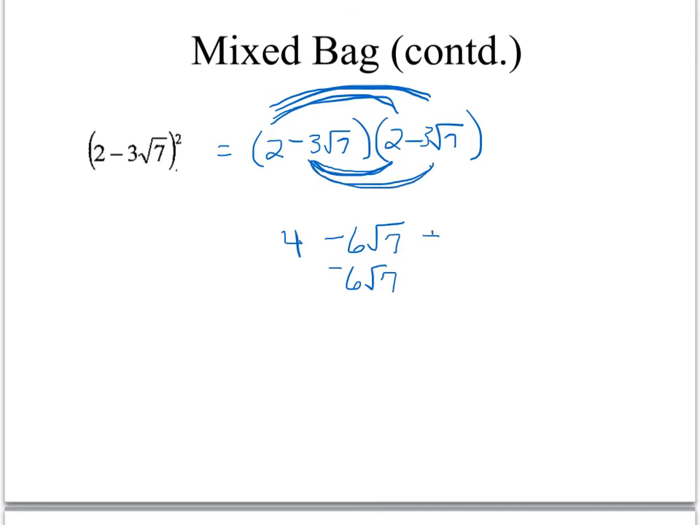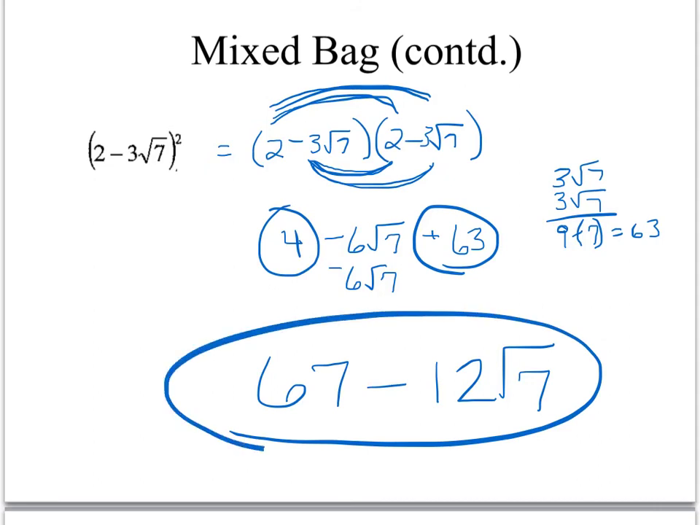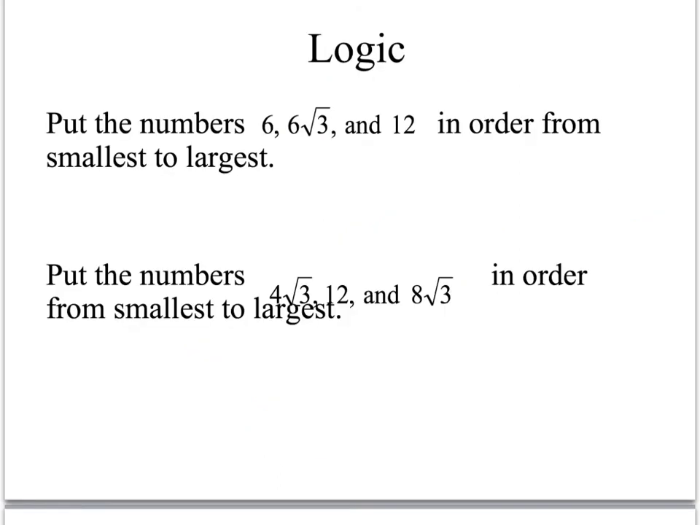This one throws people for a loop. Negative times a negative is a positive, of course. 3 root 7 times 3 root 7 is, of course, 9 times 7, or 63. So when I put all my like terms together, 4 plus 63 is 67 minus 12 root 7. Why 12 root 7? Negative 6 minus 6 is negative 12. There's my final answer. That is as simplified as it can be. A few more slides to go here.